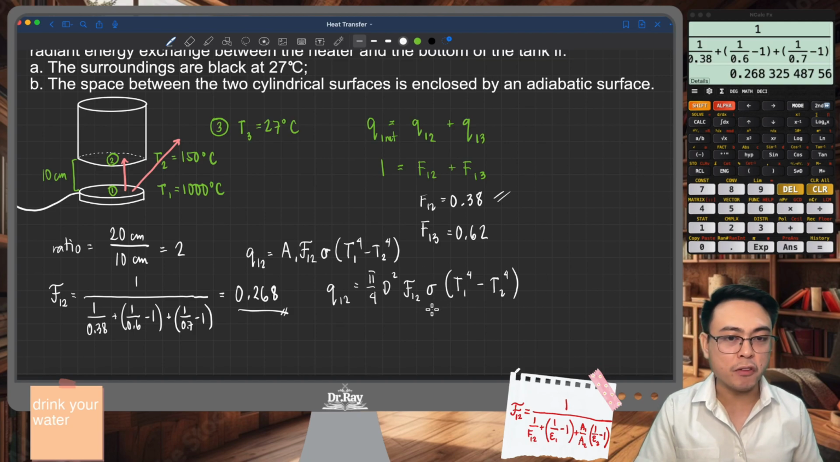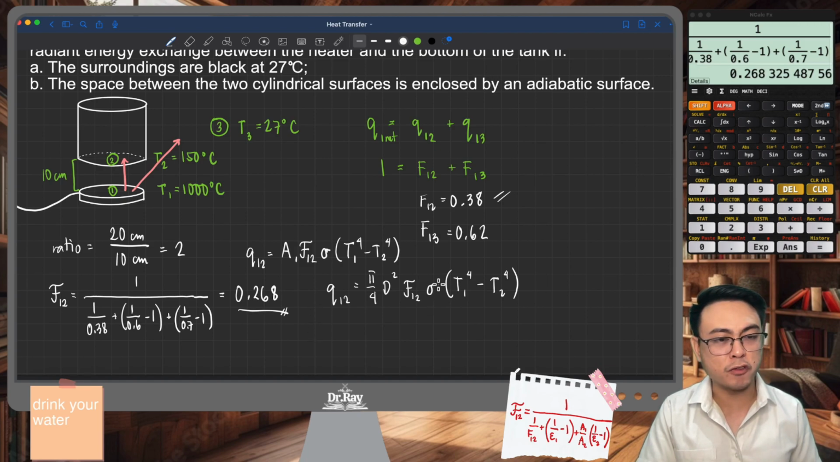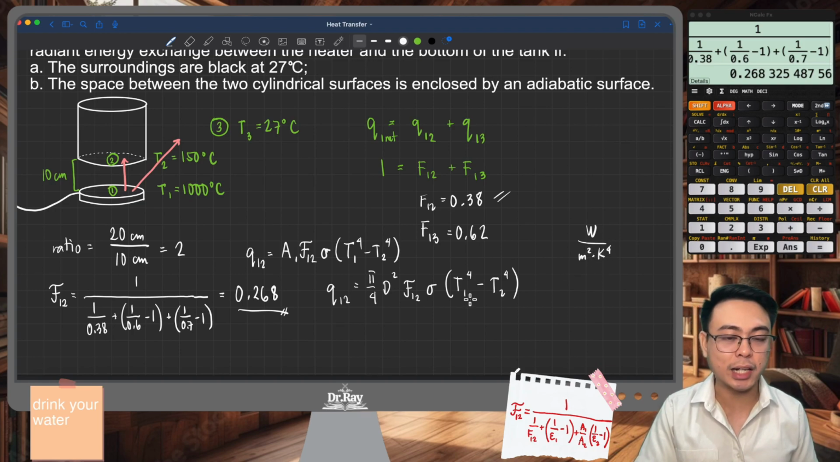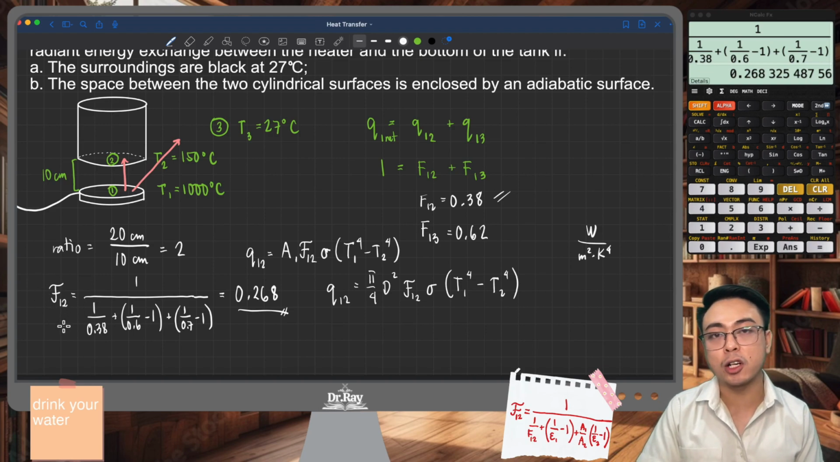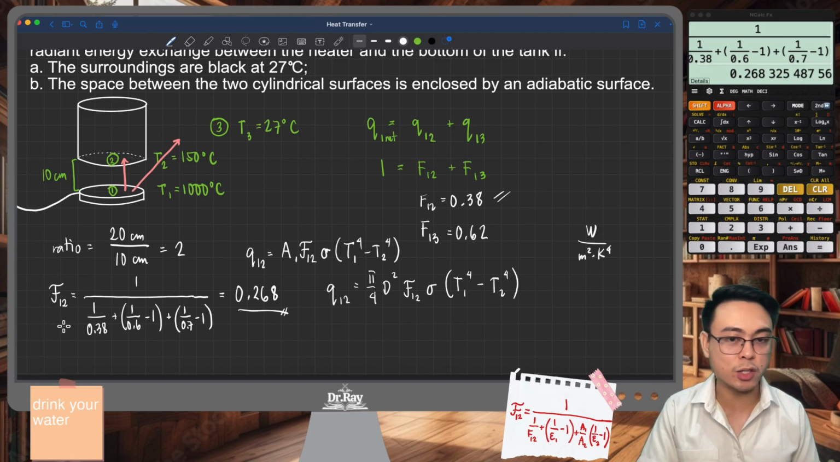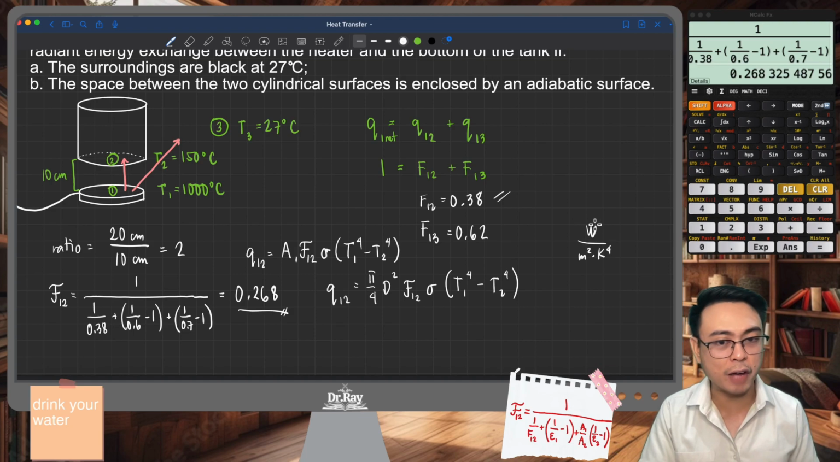So the resulting value here for the rate of heat transfer will have a unit of watts, because remember that the unit of the Stefan-Boltzmann constant is watts per square meter per Kelvin to the fourth. Kelvin to the fourth will get cancelled out by the temperature here, and the square meter will be cancelled out by the area that we multiplied. And the overall interchange factor has no dimensions or has no units. So we will be left with a unit of watts. Let's calculate.